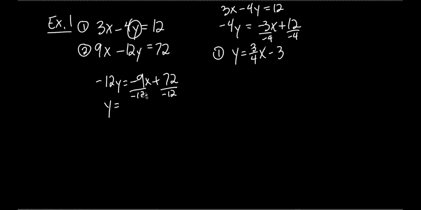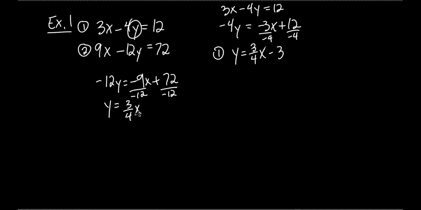Everybody good? Negative over negative, 9 over 12. Can we reduce that? 3/4. So it's positive 3/4. Negative over negative is positive. 9 over 12 is 3/4. 3 goes into 9, 3 goes into 12.